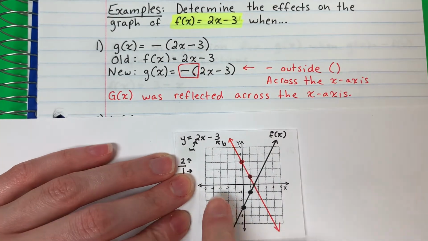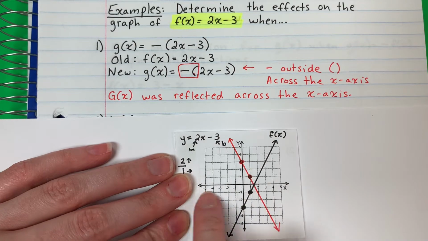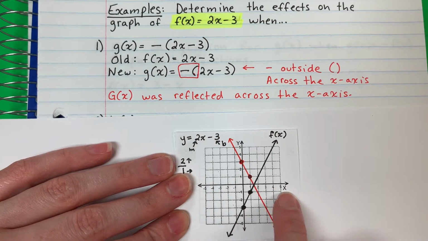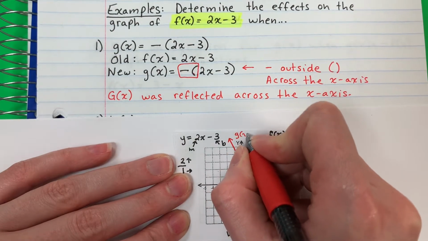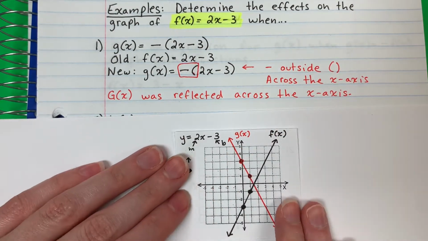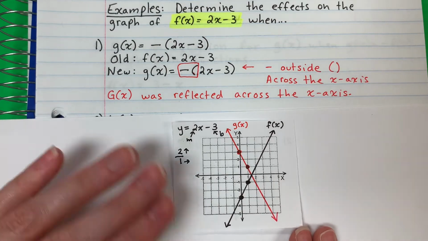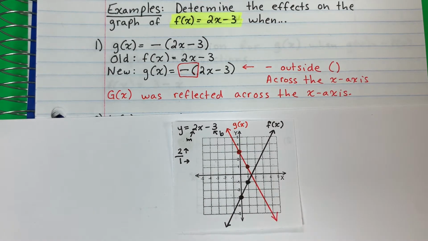So the x is the mirror here. And the name of this one is g of x. There. That's it. So go ahead and put your graph in here. And we're going to go ahead and go to example 2.